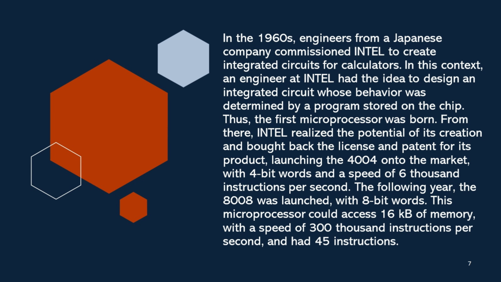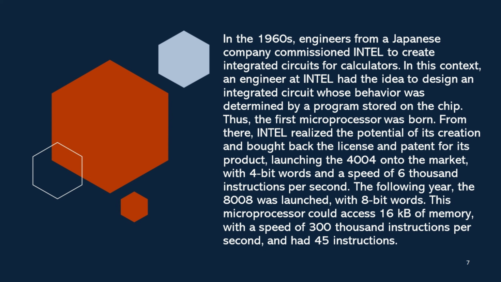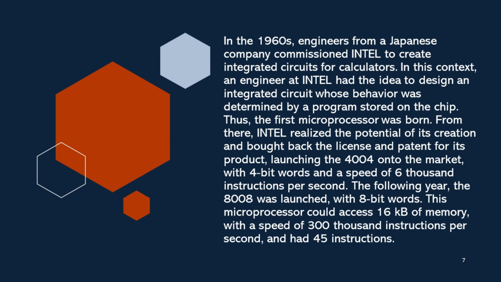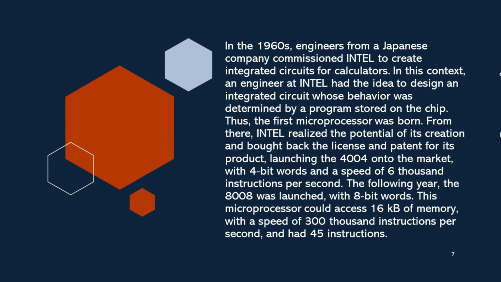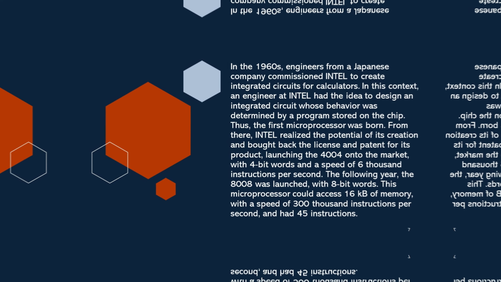It bought up its license and patent for the product and introduced it to the market in the form of the 4004, with 4-bit words at a speed of 6,000 instructions per second. The following year there was the 8008, with 8-bit words, which can address 16 kilobits of memory, works at a speed of 300,000 instructions per second, and operates 45 instructions.